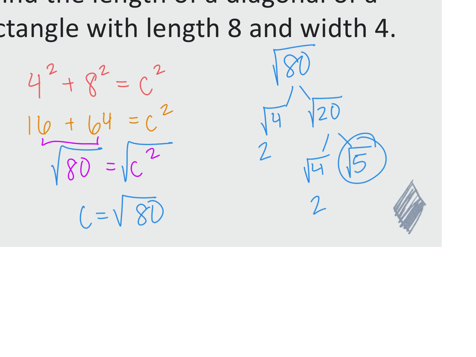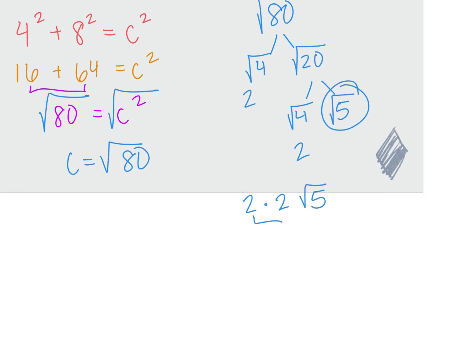How am I writing this as my answer? I would have 2 times 2 the radical of 5. What's 2 times 2? 4. 4 radical 5 would be my answer.